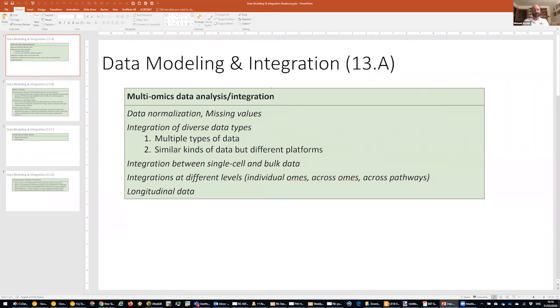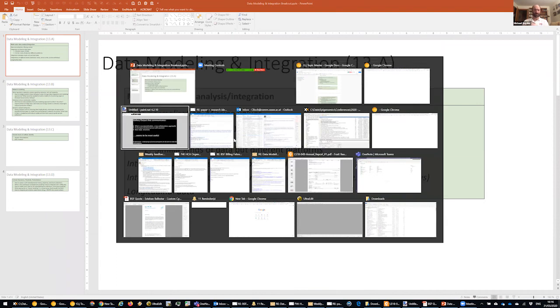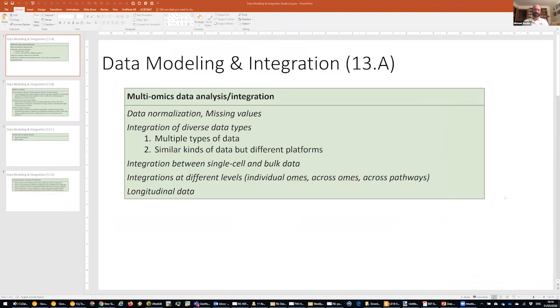Sure. So this subsection is on multiomics data analysis and integration. I think that theme has come up a couple of times through the meeting. And we can think about the best ways for, ooh, we lost something funny here. Anyway, the idea is some of the basics about normalizing data and missing values, so we can get the data in a format that you can integrate.